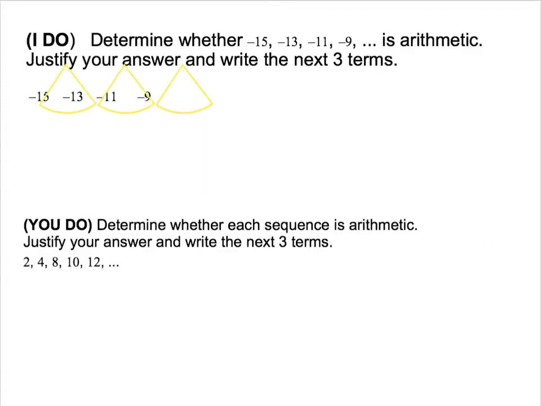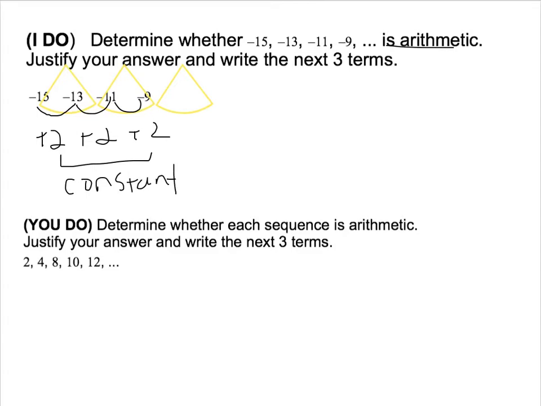Looking at the first one, we want to determine if this is arithmetic. If we look between negative 14 to negative 13, it looks like we're adding 2. Looks like we're adding 2 again and again. So here, the difference is constant. Yes, this will be an arithmetic sequence.